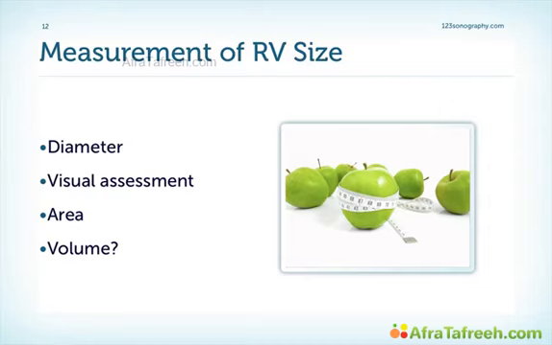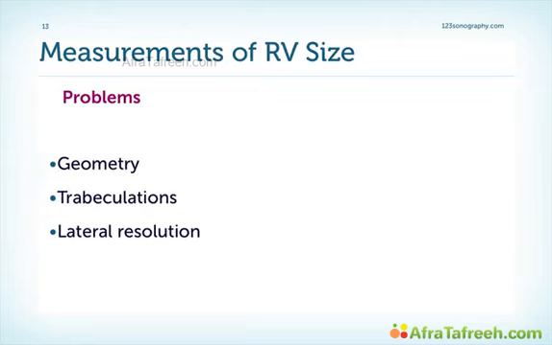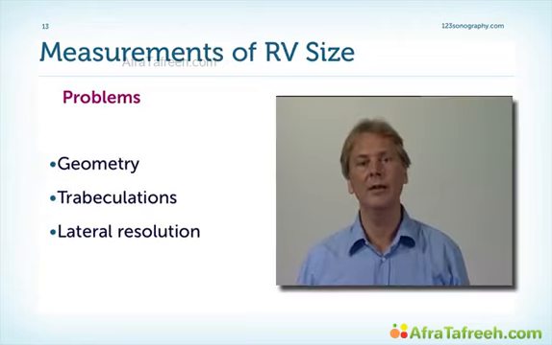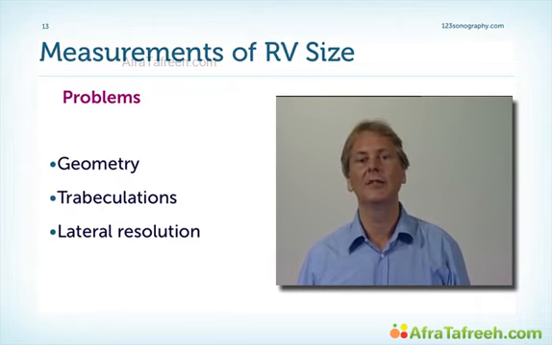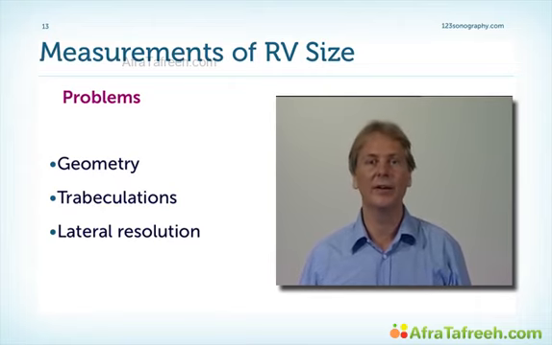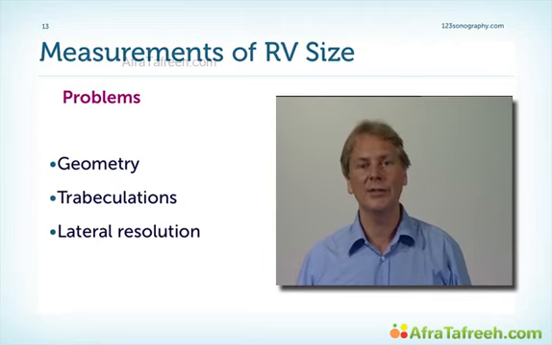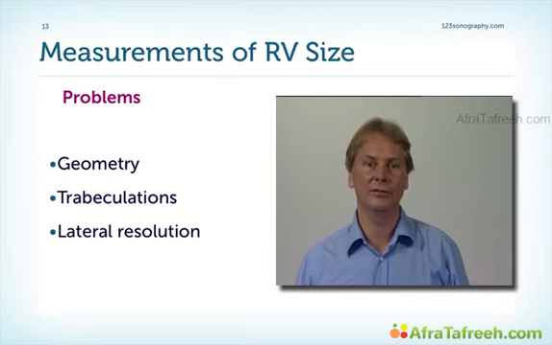There are several ways to measure right ventricular size. You can perform diameter measurements, visual assessment, calculate the area of the right ventricle, and perform volume calculations. However, be aware that it's sometimes not so easy to quantify the size and volume of the right ventricle because of the unique shape of the right ventricle, because of the trabeculations, and because of the poor lateral resolution.